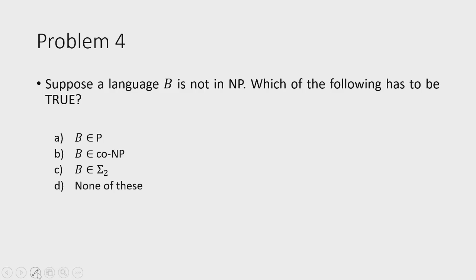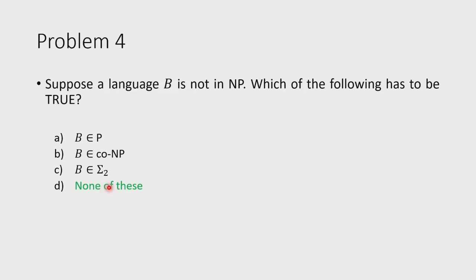I think the answer is D here, because if B is not in NP, it is quite possible that B could be an element of NP raised to the power NP raised to the power NP, and so on. It may go quite high in the hierarchy, and therefore you can't predict anything. So the answer is none of these.